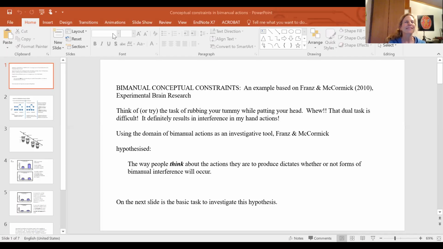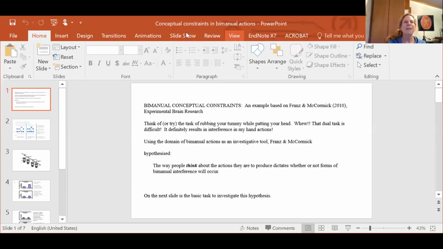You've all tried that impossible task, rubbing your tummy while tapping your head. Why is that so difficult for our bimanual systems? What's going on there? I'd like to give you a different view than is typically thought.